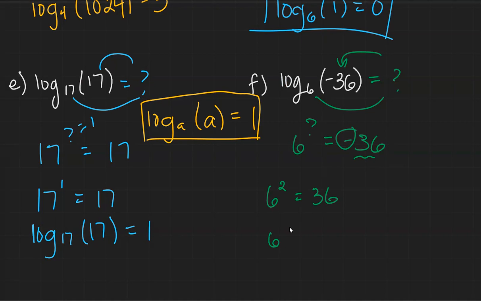Well, what if I did 6 to the negative 2? No, that doesn't have anything to do with the sign. That'll just make it be 1 over 6 squared, which is 1 over 36. Okay, so that's not good and that's not good.